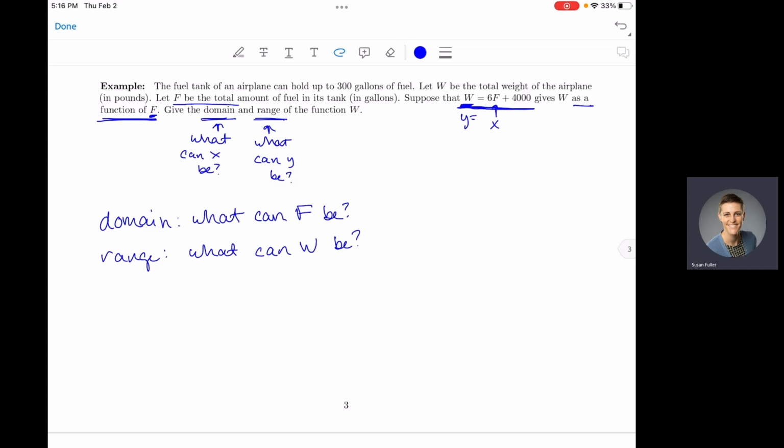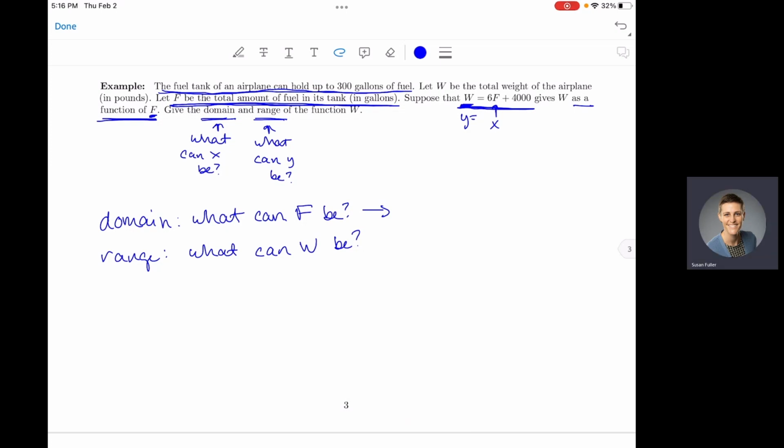F is the total amount of fuel in its tank in gallons. So F is an amount of fuel in gallons. And we actually have some more information about that. The fuel tank of the airplane can hold up to 300 gallons of fuel. So that means the values that F can take on, it can have any amount of fuel between 0, an empty tank, and 300 gallons, a full tank.